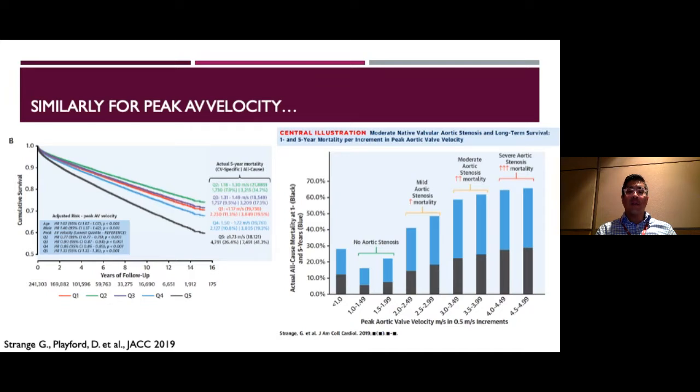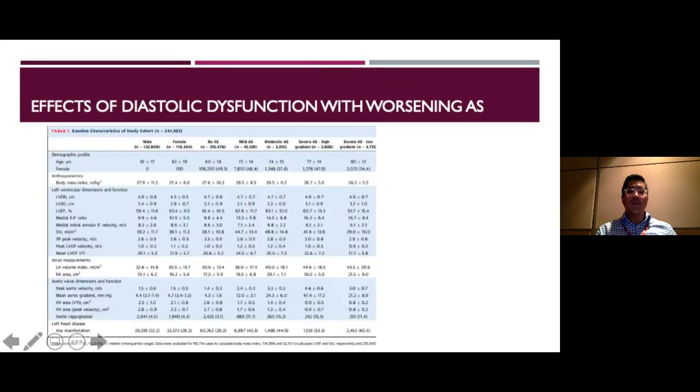On the bar graph on the right, with the grey scale representing 1-year mortality and the blue scale representing 5-year mortality in a cumulative fashion, there is a significant rise in all-cause mortality when patients develop any aortic stenosis, and a significant jump once they develop moderate aortic stenosis, which is similar to the mortality of severe aortic stenosis.